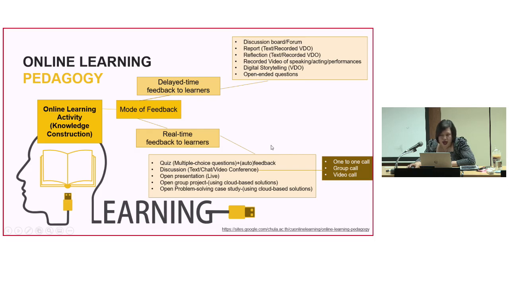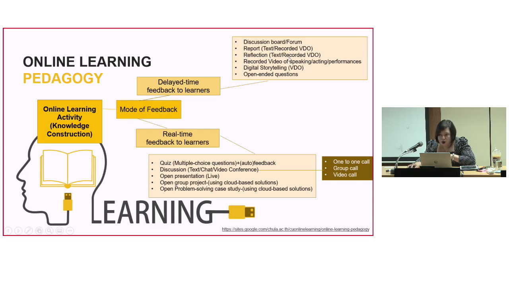And modes of feedback. As I told you, feedback is very important for online activities. There are two types of feedback: delayed time feedback to learners and real-time feedback to learners. How to do it in the delayed time? You can give feedback with the discussion board or forum.